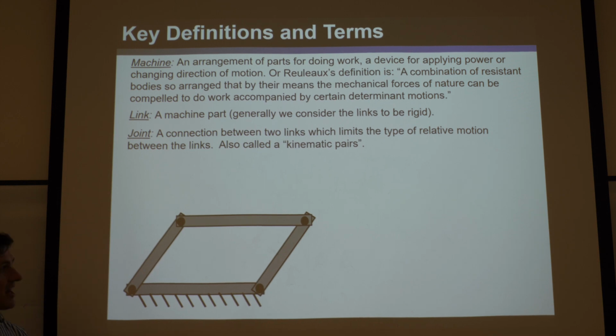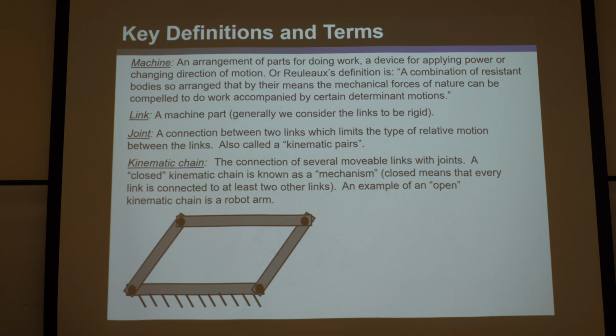They're also called kinematic pairs because they pair 2 things together. Notice the emphasis on 2 in the word pair. And they constrain them to not move in certain ways while allowing them to move in other ways. Okay, so that's what a joint is.